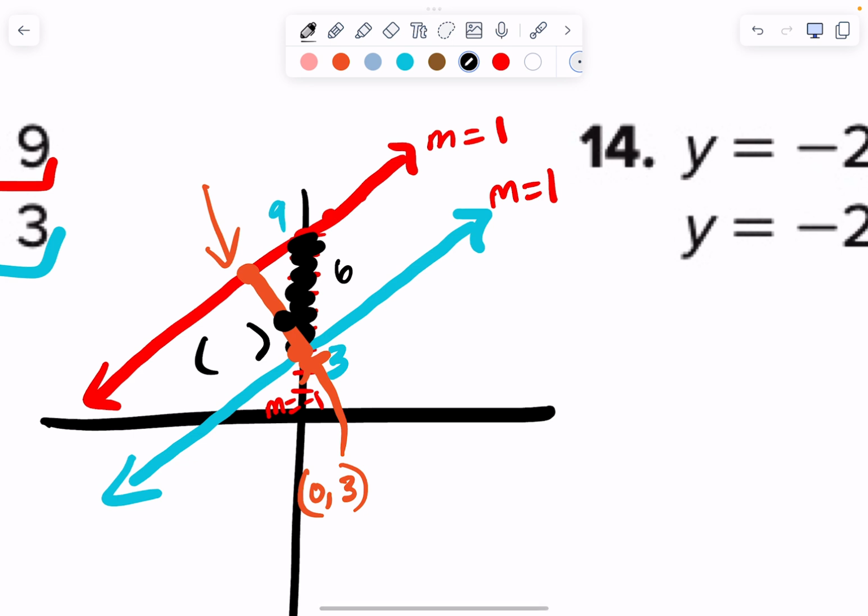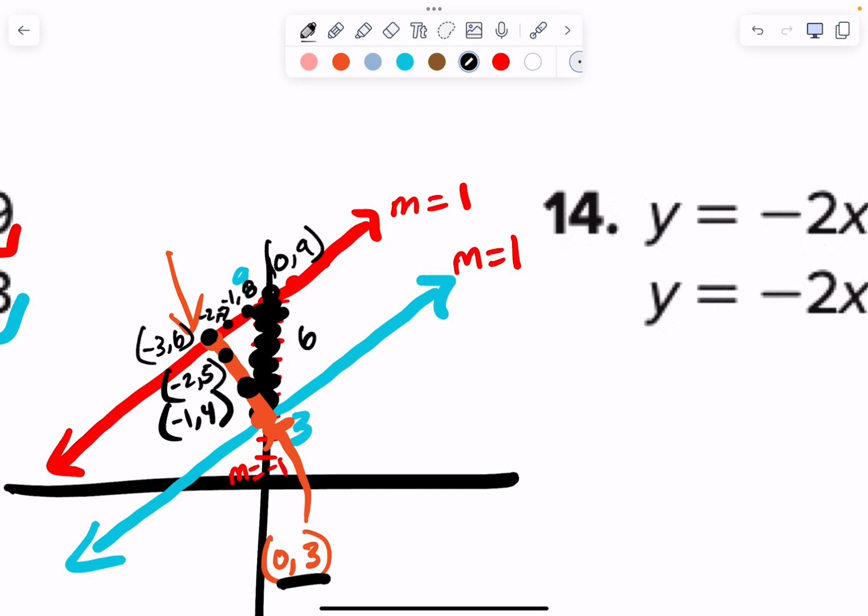Up 1, left 1, from 0, 3. I'm at -1, 4. If I go up 1, left 1 again, I'm at -2, 5. If I go up 1, left 1 again, I'm at -3, 6. I don't know if that's where they're going to meet. If this was at 0, 9, and I go down 1 over 1, now I'm at -1, 8. I'm at -2, 7. I'm at -3, 6. So are they going to touch at -3, 6? Yep. Okay, so -3, 6 is where they're touching, right there. And this guy right here is at 0, 3. And now what do I do?